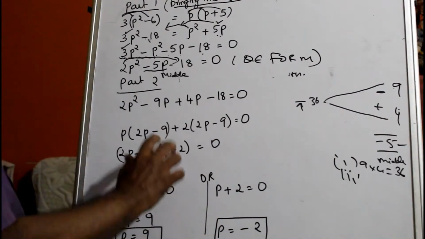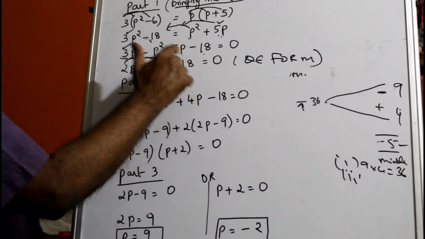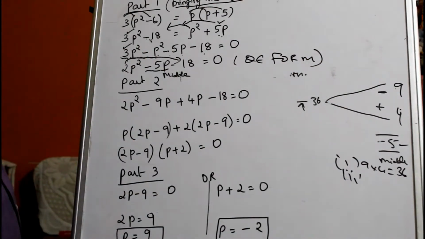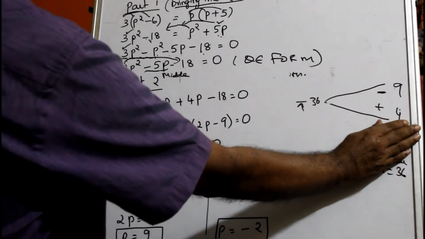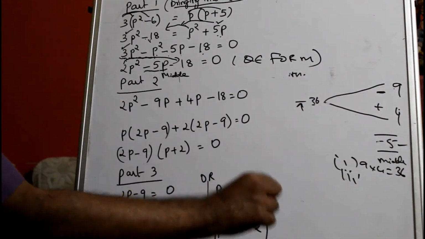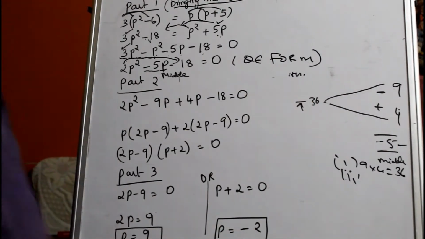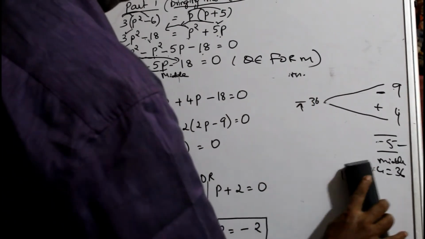So again repeat: bring the middle term here, minus 5, and multiply the coefficient and this one, you get minus 36. So don't put the sign, hide this and take 36 and write the factors of 36 and try it. Sometimes it may take late, but by practice it will come faster. So 9 and 4, we got the numbers correctly.